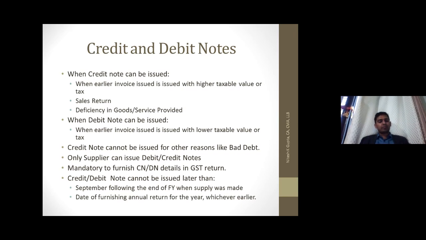A credit note or debit note cannot be issued later than September following the end of the financial year or the date of furnishing of the annual return for the year, whichever is earlier. So either September or the date of furnishing of the annual return, whichever is earlier. After that, you cannot issue a credit note or debit note.